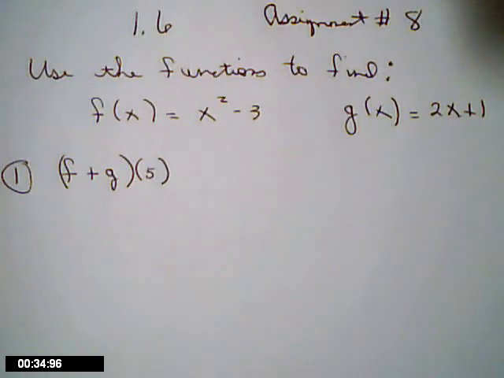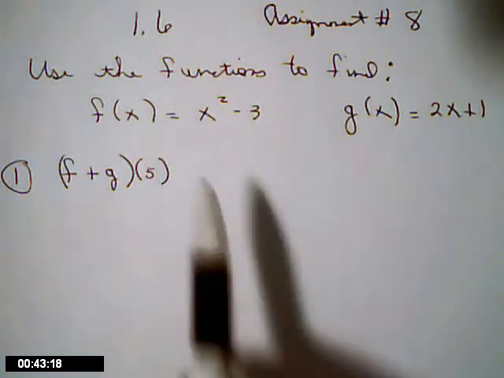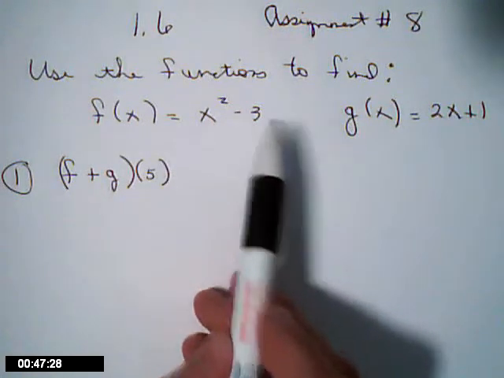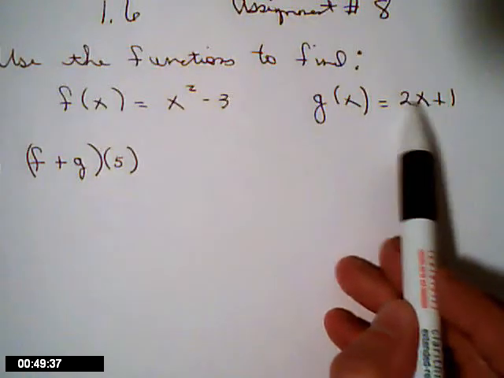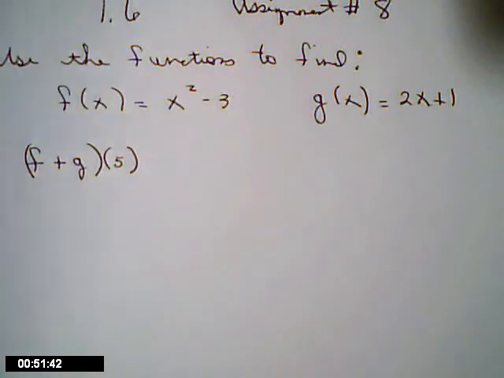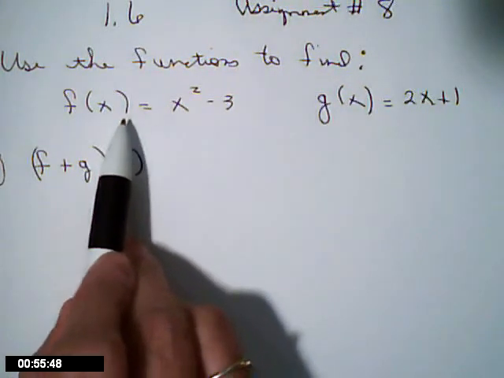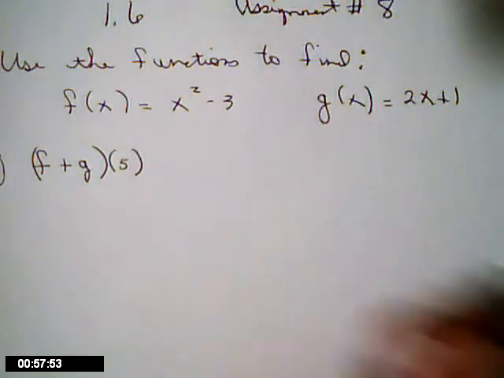We're going to pay particular attention to notation, so that's what I really want you to focus in on in this assignment. You're going to be given two functions. f of x equals x squared minus 3, g of x equals 2x plus 1, and that's what we'll be working with. Now remember, f of x really takes the place of y, so that's like saying y equals.